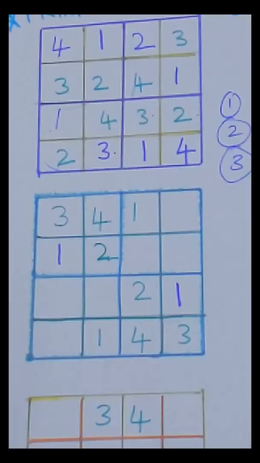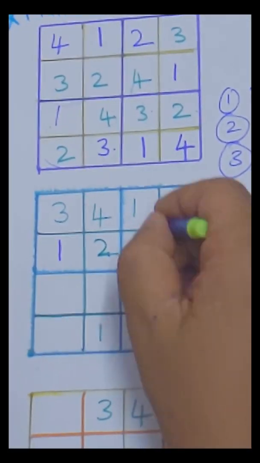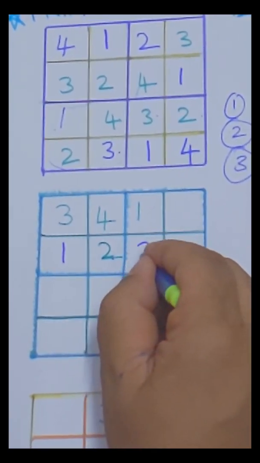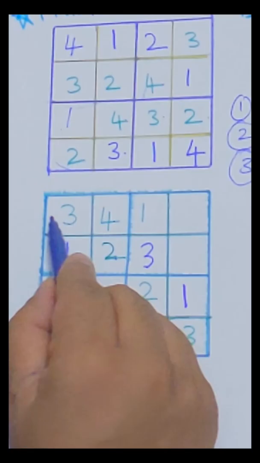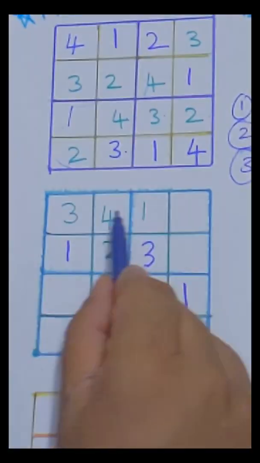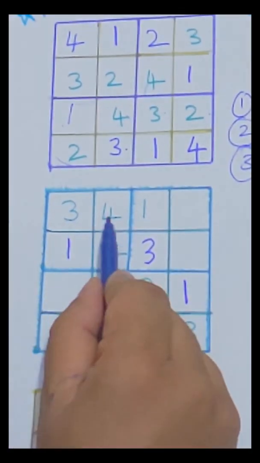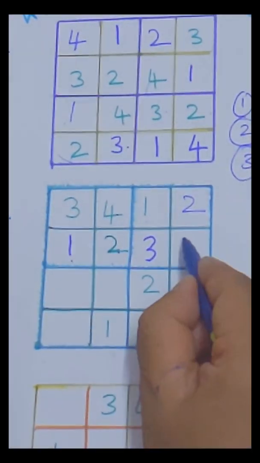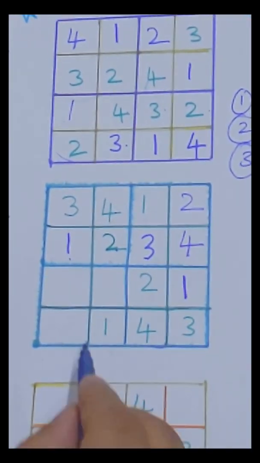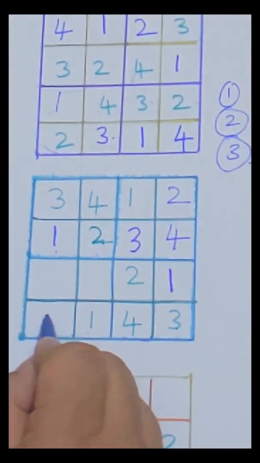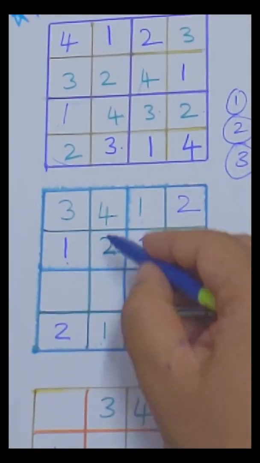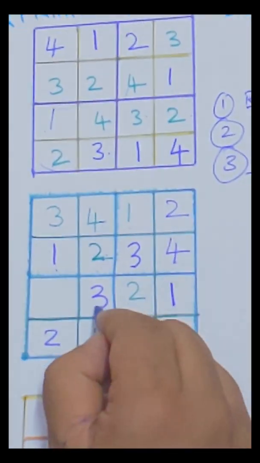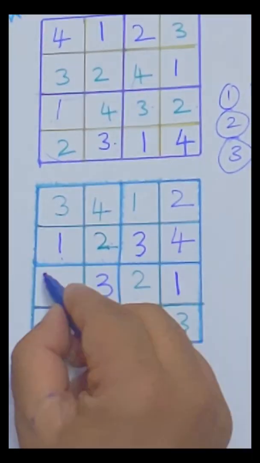Now in this column I can see 1 is missing. Which one? 1, 2, 4 is there, so 3 should come here. That's it. Now I can use the row rules. 3, 4, 1 is there, so 2 should come here. 1, 2, 3 is there, so 4 should come here. And then 1, 4, 3 is there, so on this side 2 should come here. Now I can use the column rule again. 4, 2 is there, so 3 should come here. 3, 1, 2 is there, so 4 should come here.